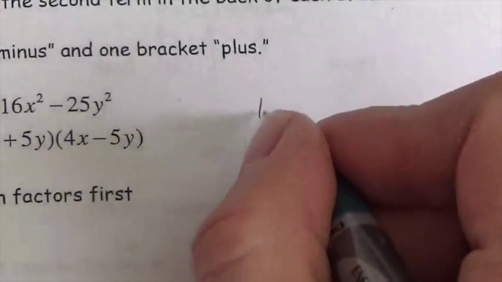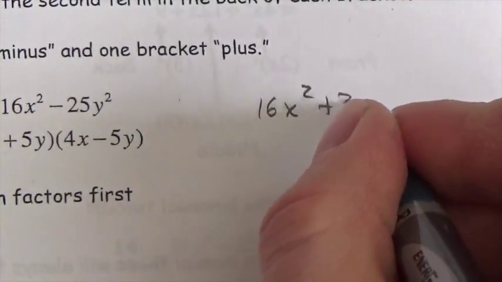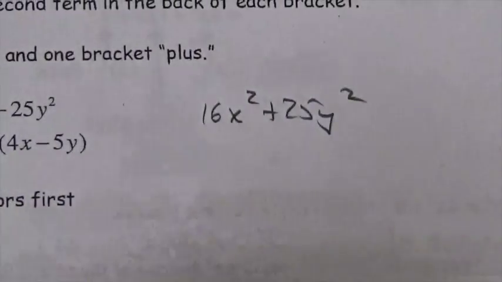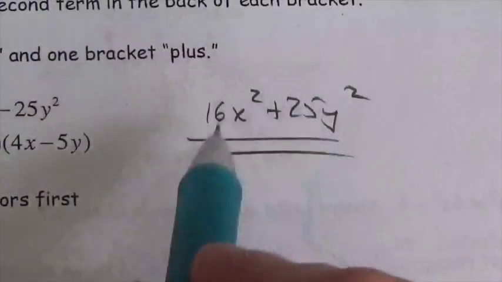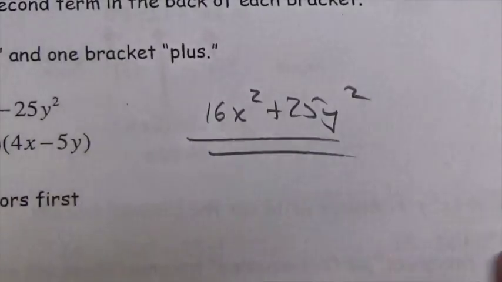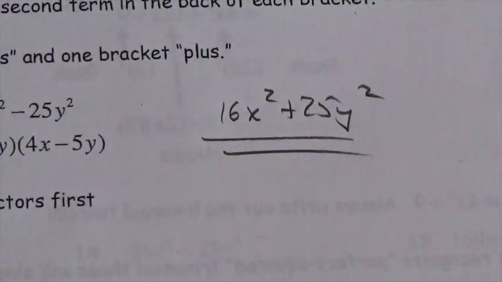And again, remember, x squared, 16x squared plus 25y squared. That is as simple as that's going to get. That's done. This is not a difference of squares. This is a sum of squares, and you can't factor that. Anyway, let's take a look at some examples here. Hopefully you'll get a real good sense of the pattern in just a second.